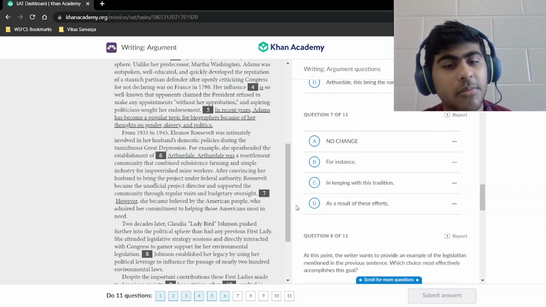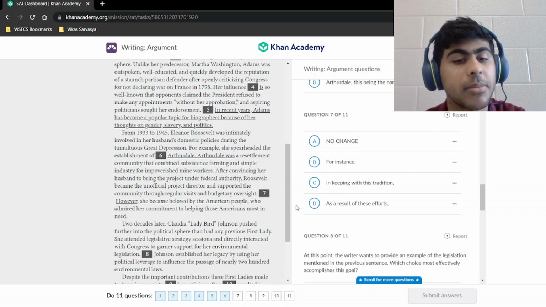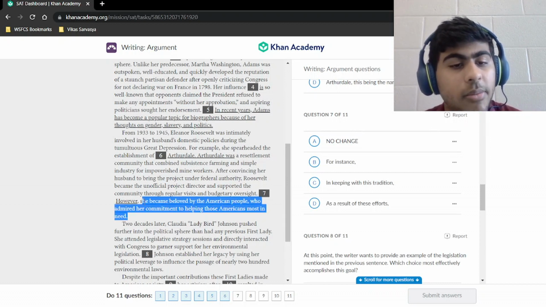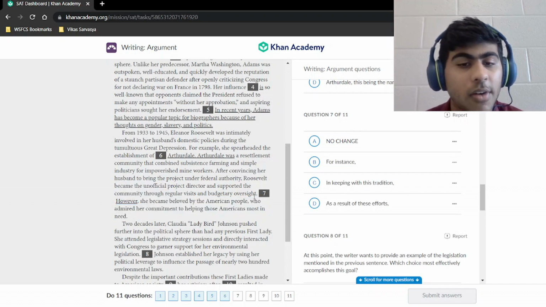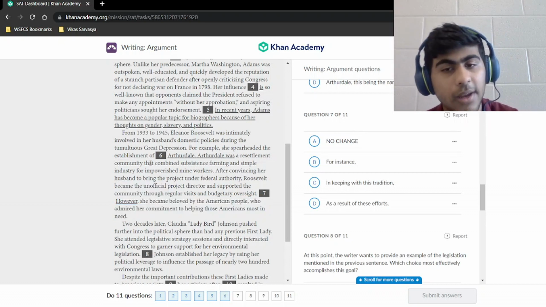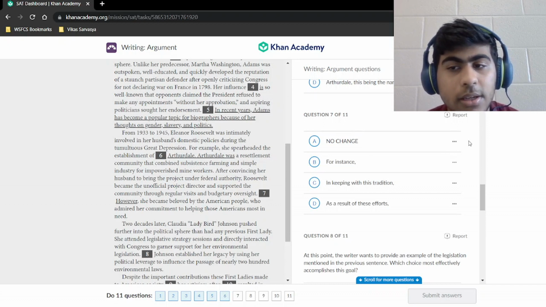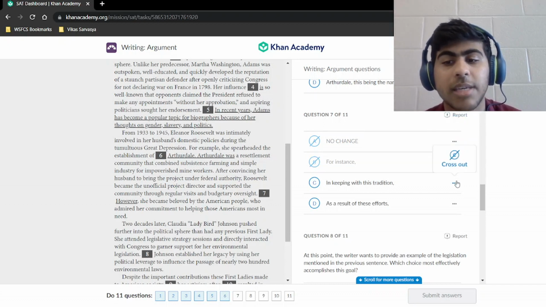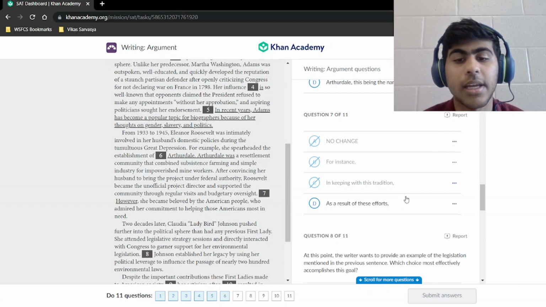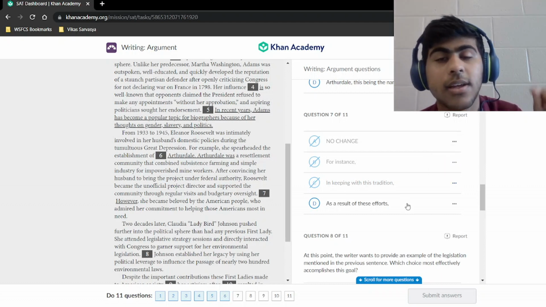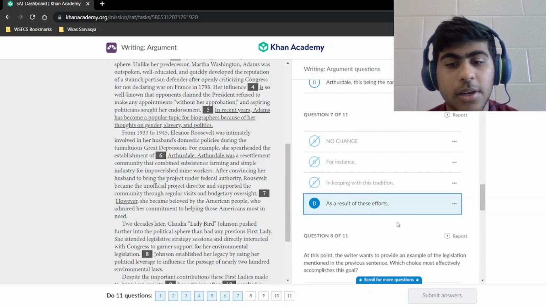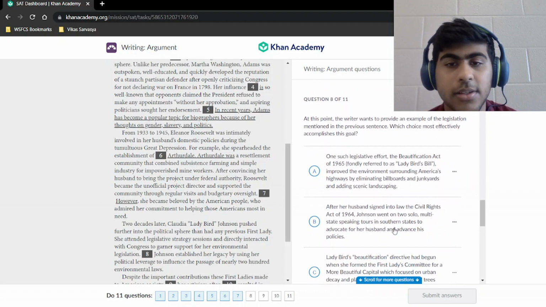However, she became beloved by the American people who admired her commitment to helping those Americans most in need. Well, it seems like she became beloved by the American people because of all this work that she's been doing. So it's a cause and effect, right? We see, however, it's not a cause and effect, it's contrast. For instance, as an example, keeping with the tradition is another similarity, and as a result of this efforts, that is a cause and effect. Cause and effect, as a result. That's our answer. Let's move on to the next question.